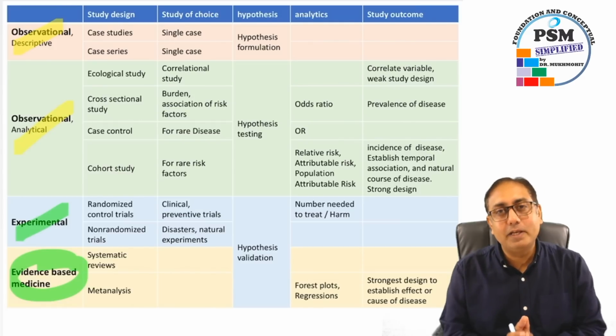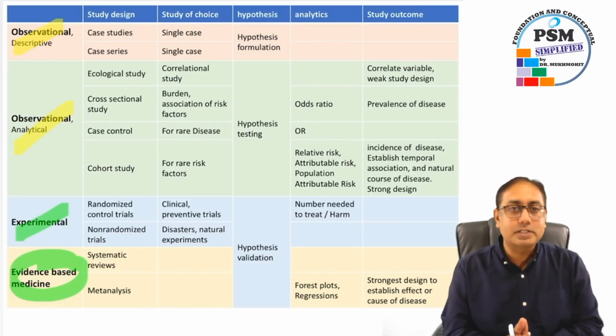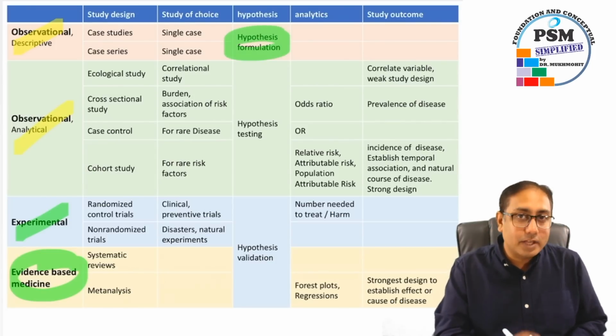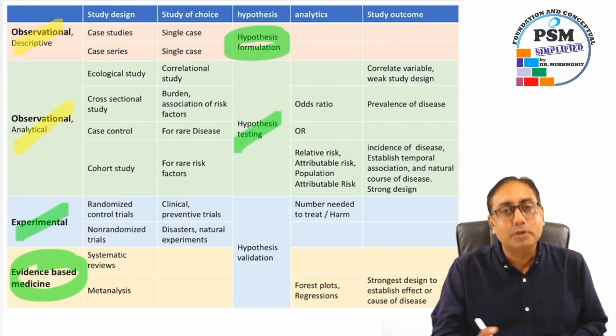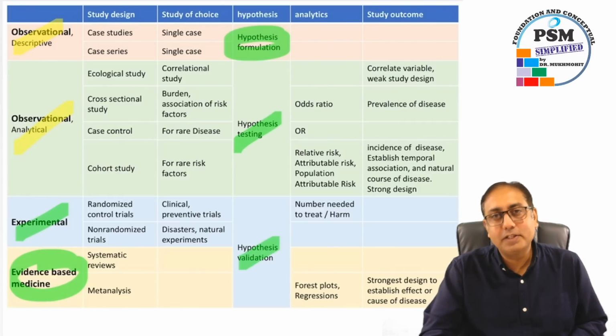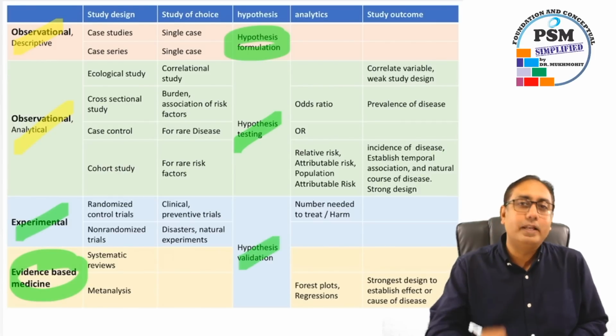Observation studies, beta, can be descriptive or analytical. Descriptive studies are used for hypothesis formulation, whereas analytical studies are used for hypothesis testing. The experimental designs, or evidence-based medicine, are used for hypothesis validation.